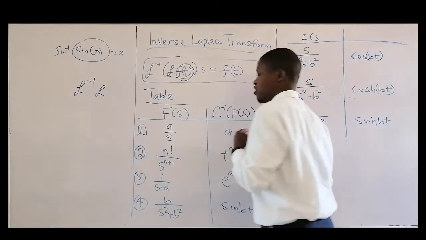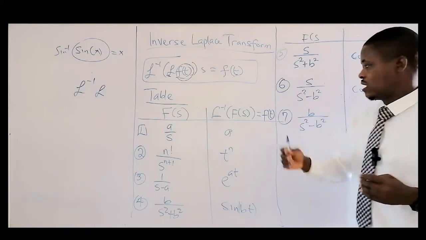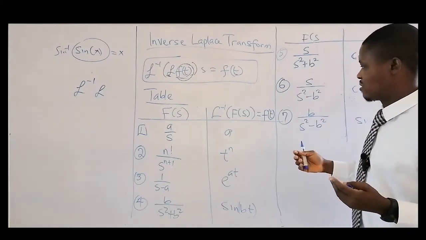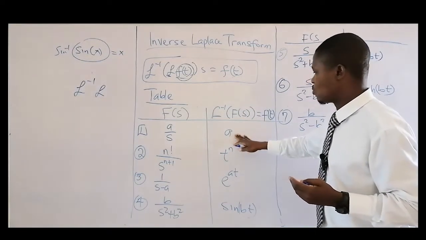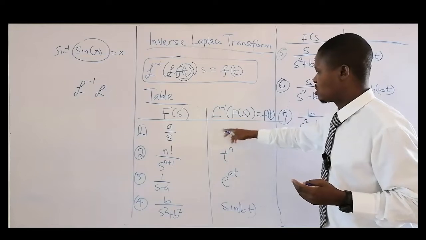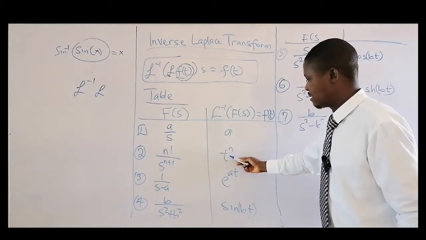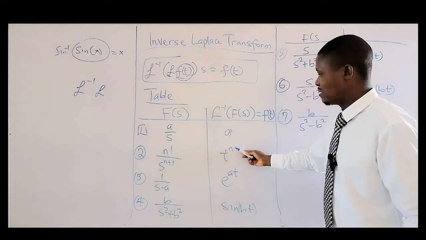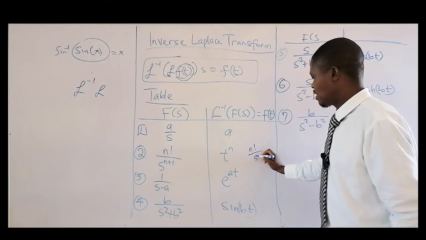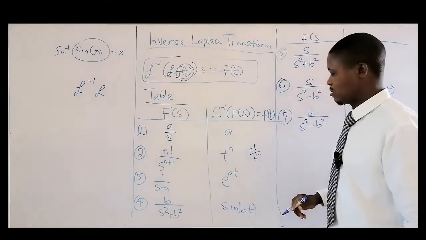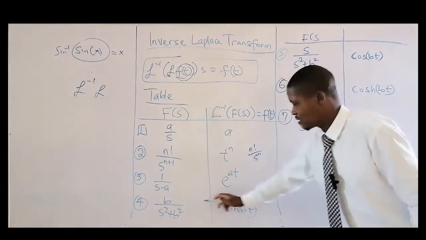The table is just forth and back. Go forth and back. So what do I mean by that? Initially, Laplace of A. We all know Laplace of A is A over X. Laplace of t to power n is what? That will be n factorial over X to the n plus 1. Laplace of this also is this. Laplace of sine is this.